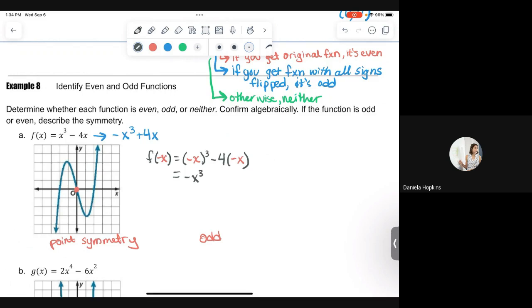What about that negative 4 times negative x? What happens to the sign on that? It turns positive. So this is going to become plus 4x. Okay, does that match our original function? This one right here. Does that match? Look at the signs. No, the signs are flipped. Does it match the blue one that we did? Yes, so it's odd. So since it matches that one where we flipped all the signs, it's odd.